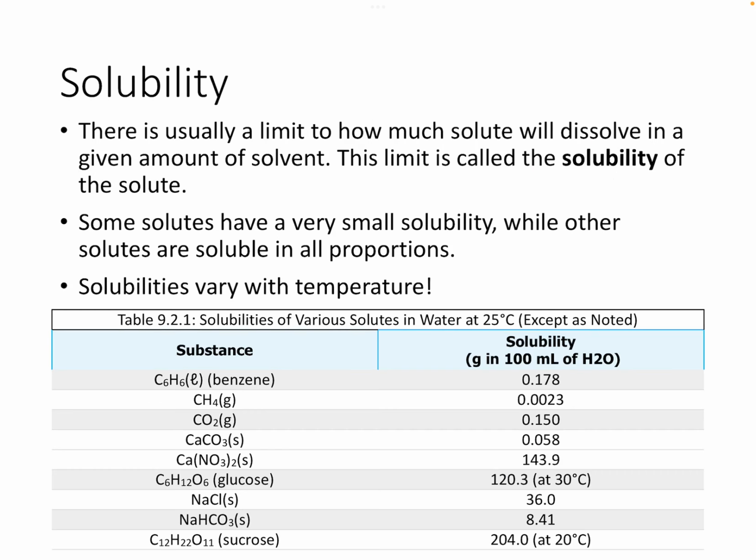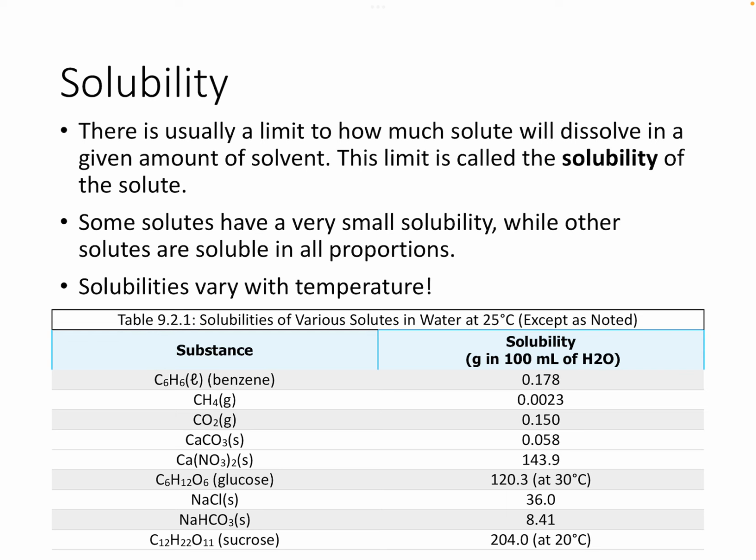However, that does bring us to the term solubility. So there's usually a limit to how much solute will dissolve in a given amount of solvent. And this limit is called the solubility. So for example, let's say you're trying to mix sugar in cold tea. So maybe you're having a glass of iced tea, and you're trying to put sugar in it. It's kind of hard to dissolve sugar in cold water. You might be able to dissolve a little bit, but a lot of it's just going to stay undissolved, right? So that would be the solubility of the sugar at colder temperatures.